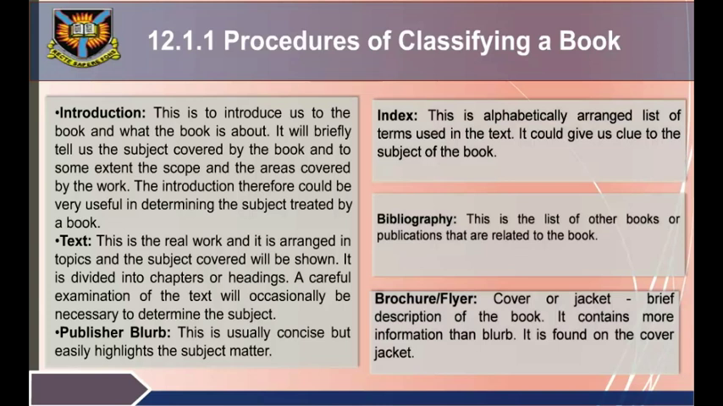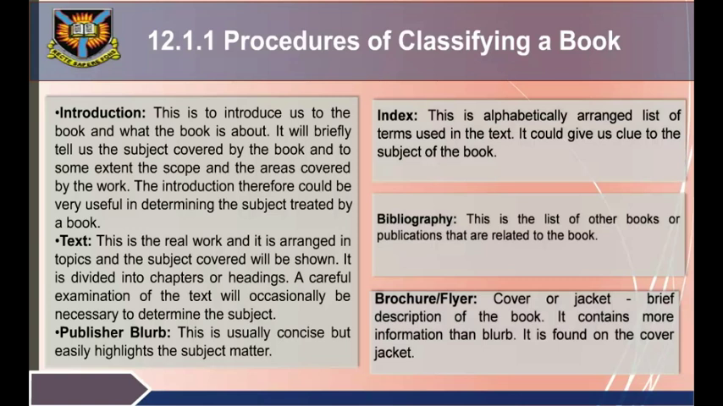Text. This is the real work, and it is arranged in topics, and the subjects covered will be shown. It is divided into chapters or headings. A careful examination of the text will occasionally be necessary to determine the subject. Publisher blurb. This is usually concise but easily highlights the subject matter.